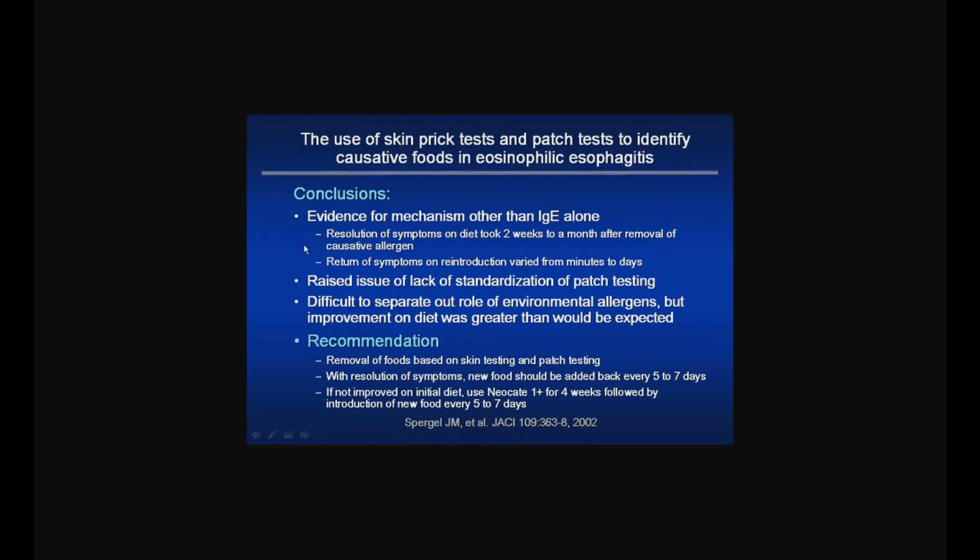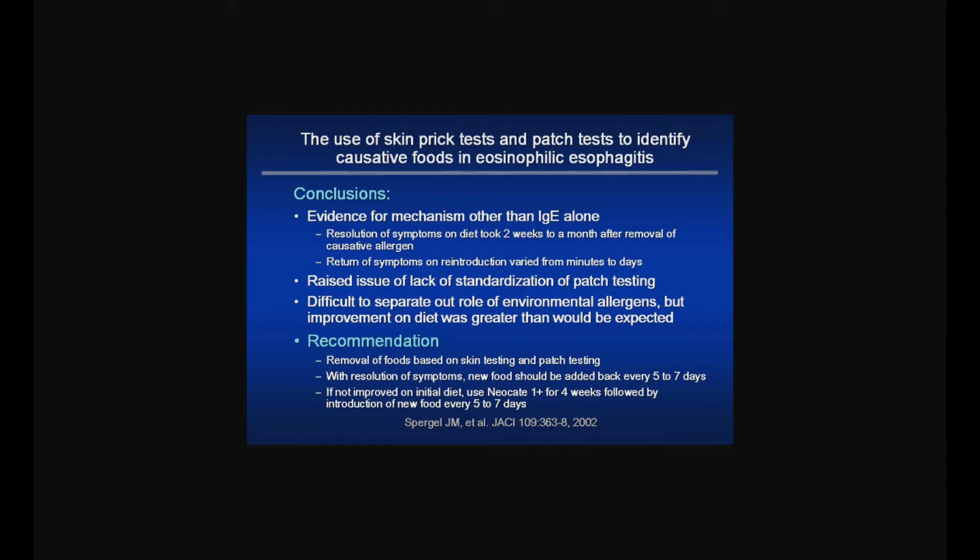So their conclusions were that there was evidence for a mechanism being involved other than just the allergy antibody IgE. In a number of the patients, the symptoms got better after 2 weeks to a month on the elimination diet, and the symptoms returned within minutes to days. It was individualized when they tried to add foods back to the diet. They talked about the fact that patch testing isn't standardized, so we need to be careful in interpretation, and they mentioned it's difficult to rule out the role of environmental allergens. We know that some patients get worse during the spring or fall if they're allergic to allergens that are in the air at that time.